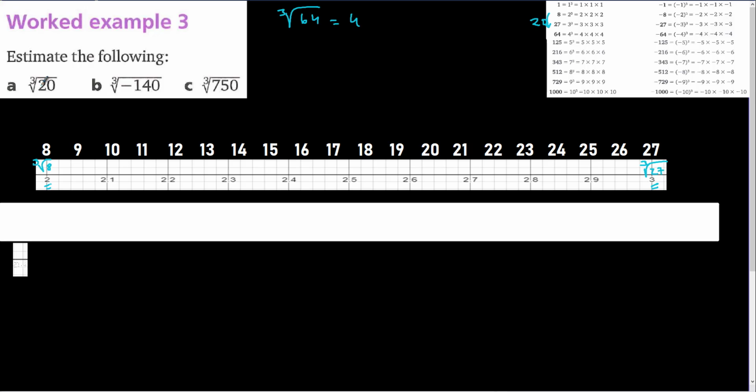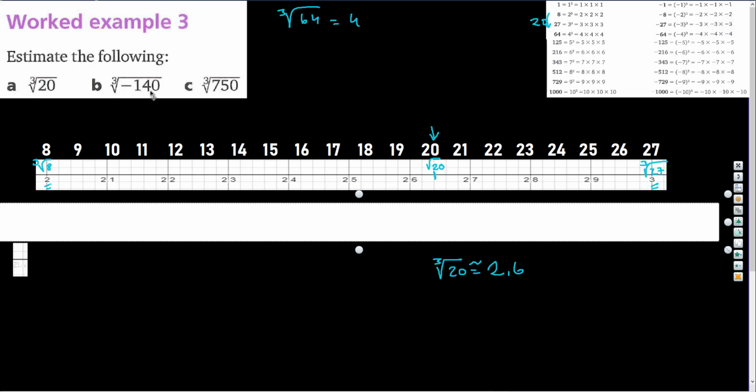If we come to our question, which is 20, here is the 20, so the cube root of 20 is going to be between these points. So you can say the cube root of 20 is approximately 2.6.